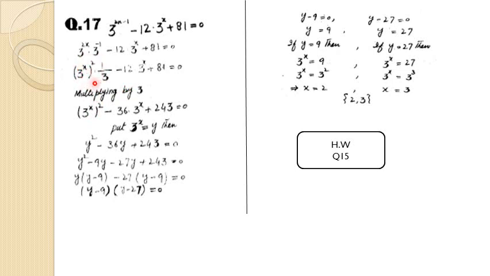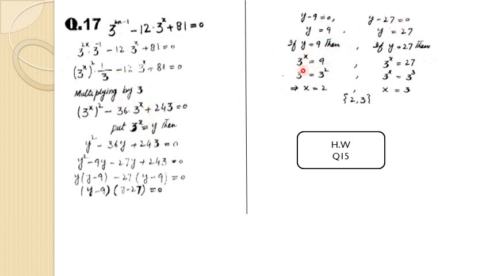So when I multiply by 3, only (3 raised to the power x) the whole square is remaining, minus 12 times 3 is 36, 3 to the power x plus 81 times 3 is 243. Now we can suppose that y is equal to 3 to the power x. So y square minus 36y plus 243 is equal to 0. Making the factors, and then put the value of y again from the substitution.